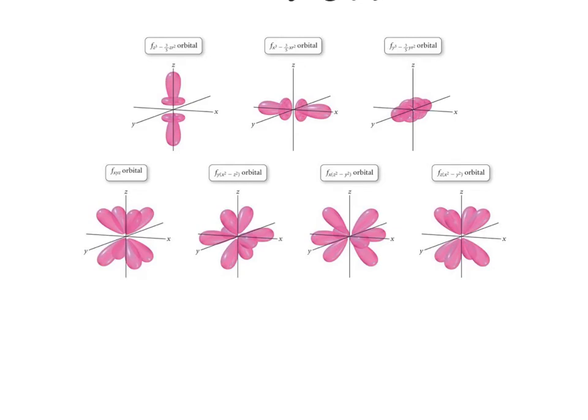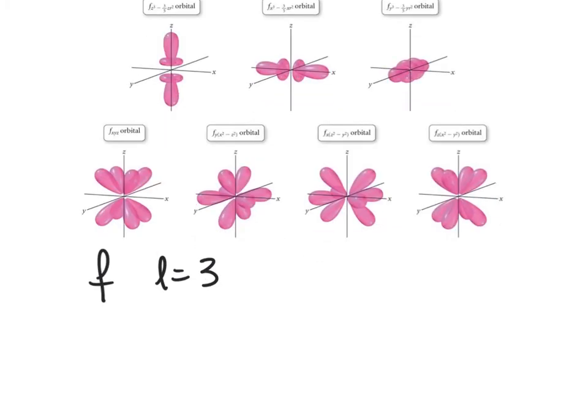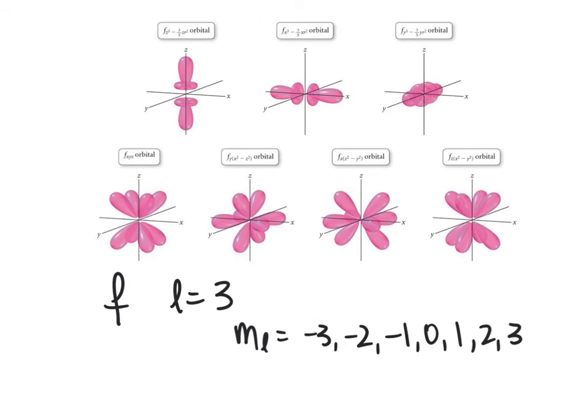So let's look at something a little bit more exciting. In the f orbitals, so for an f electron, L equals 3. So m sub L equals -3, -2, -1, 0, 1, 2, 3. So there are 7 different m sub L values, and there are 7 different orbitals pictured here. So what we can see is that the m sub L specifically corresponds to the number of different orbitals that compose a type of orbital.